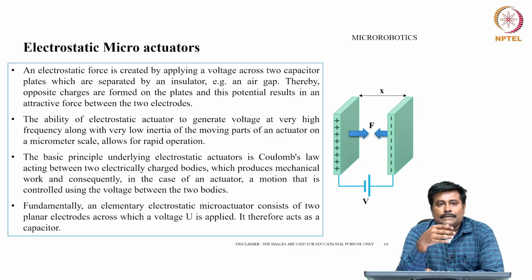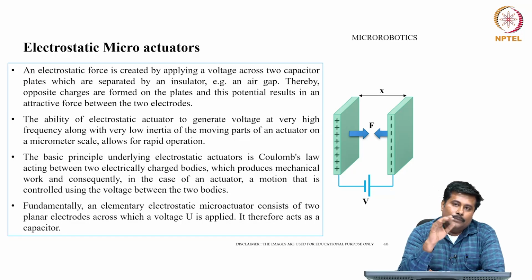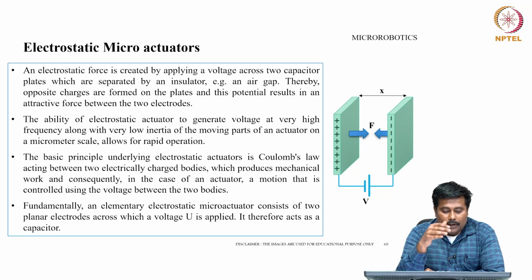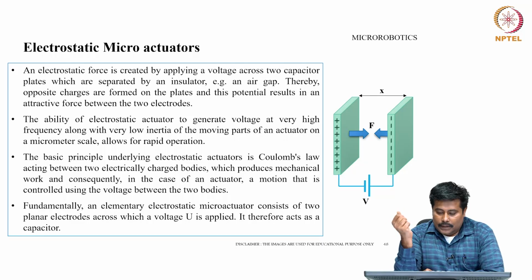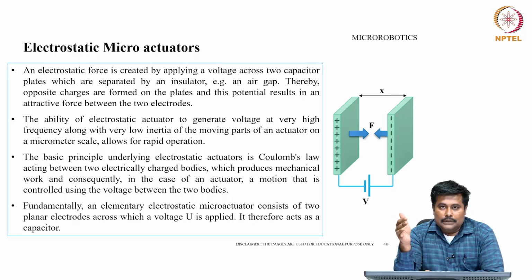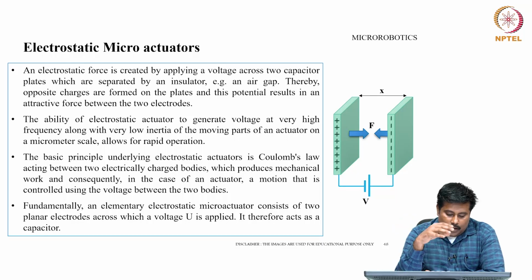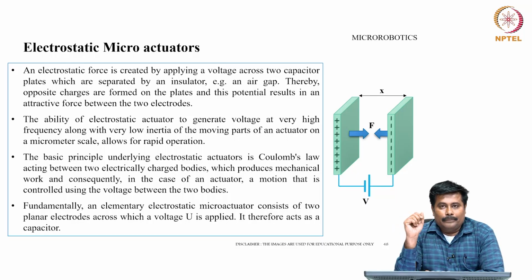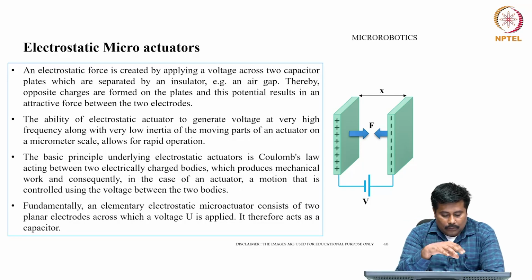Thereby, opposite charges are formed on the plates, and this potential results in an attractive force between the two electrodes. The ability of an electrostatic actuator to operate at very high frequency, along with the very low inertia of the moving part of an actuator on the micrometer scale, allows for rapid operation. The basic principle underlying the electrostatic actuator is Coulomb's law, acting between two electrically charged bodies, which produces mechanical work, and consequently, in the case of an actuator, a motion that is controlled using the voltage between the two bodies.